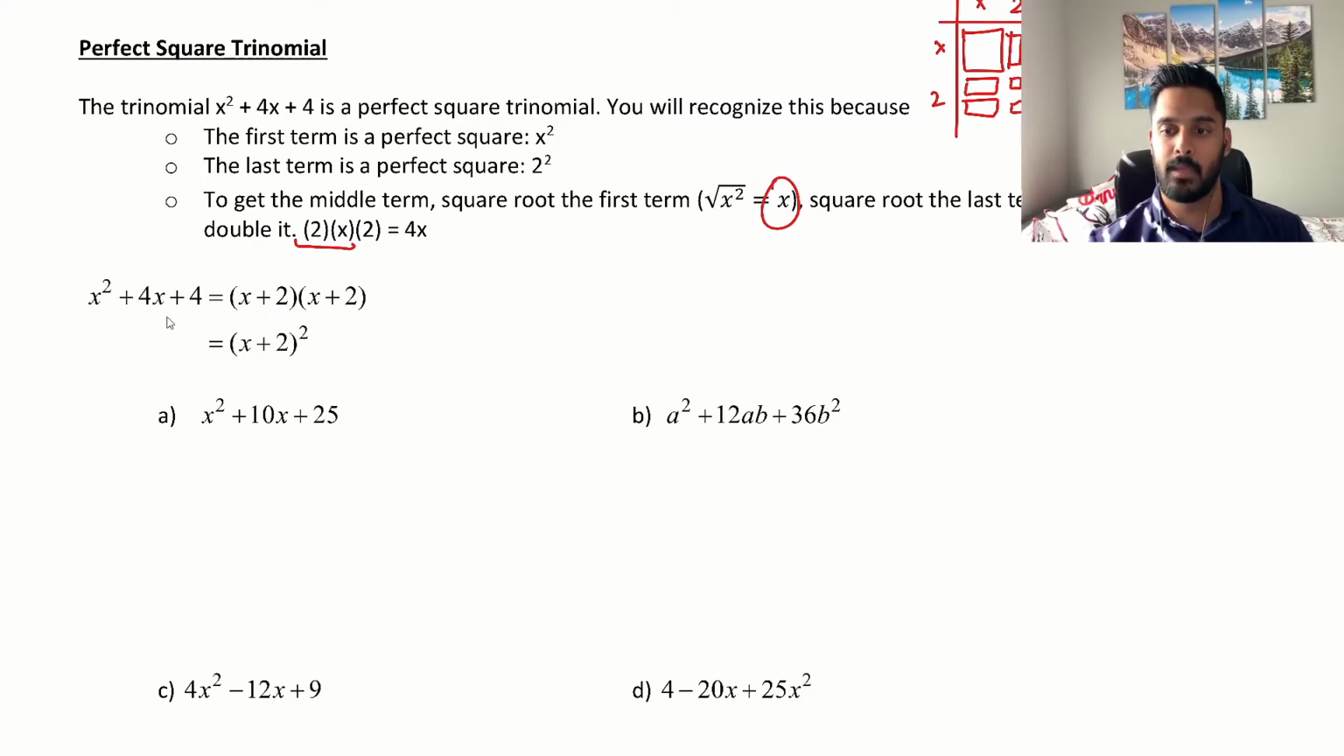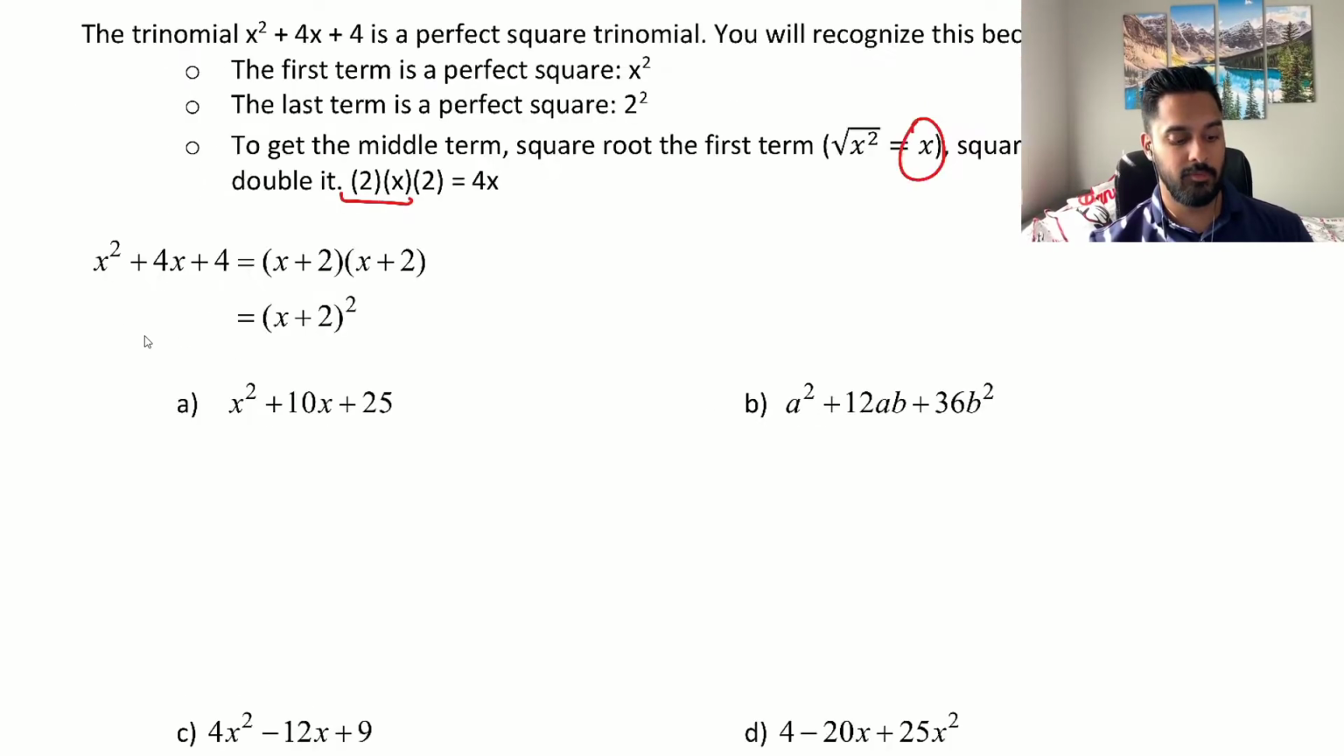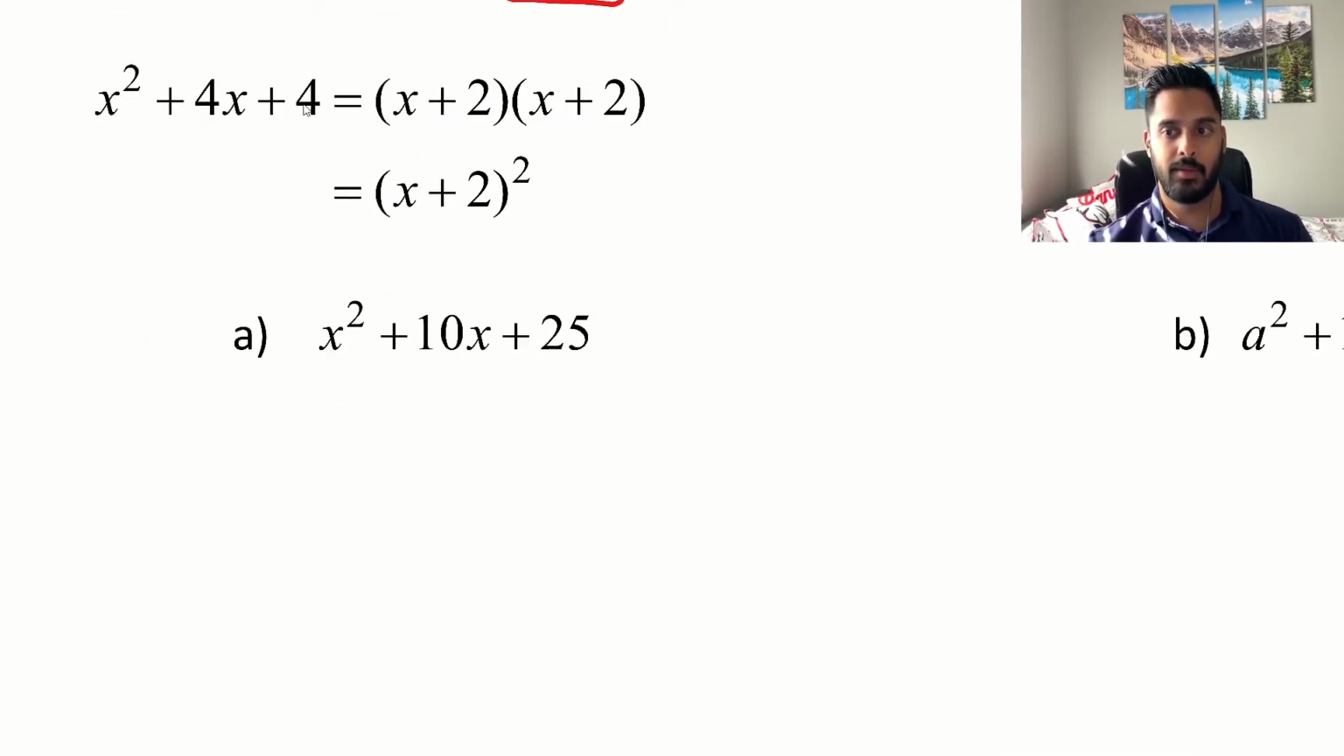So if I actually take a look at the example that they've provided, if I take the square root of 4, I get 2. Square root of x squared, I get x. And it's going to be the same factor again, because if I do 2 times x times 2, I land in that middle term of 4x.